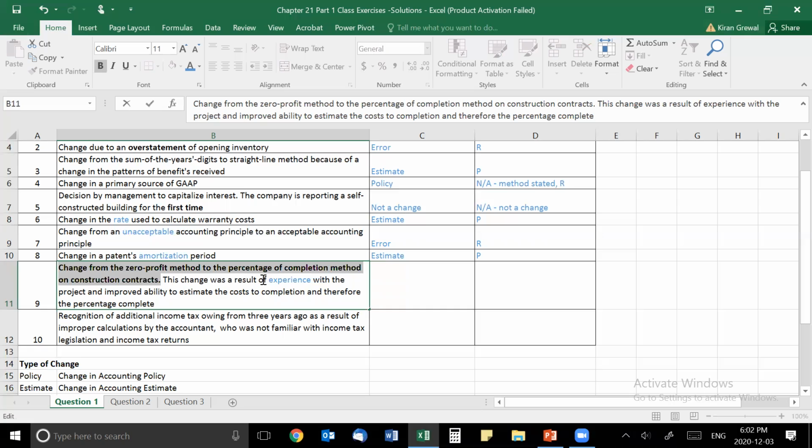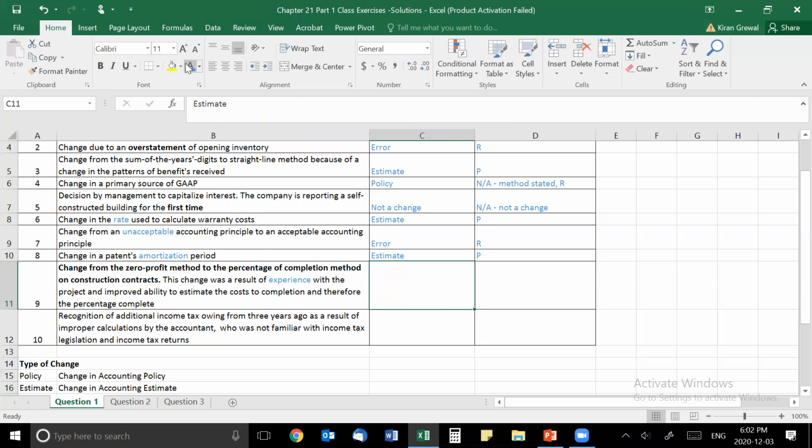Okay, so the reason for the change was because of experience and improved ability to estimate the cost. So maybe they always wanted to use percentage completion, but they didn't because they couldn't estimate the costs. And now they've gotten experience and now they can estimate costs. So this one's actually an estimate change. Like I said, if it was just the first sentence, I would say policy, but you have to look at the reason why. So with new information or experience, that would be an estimate change, and you would deal with it prospectively.